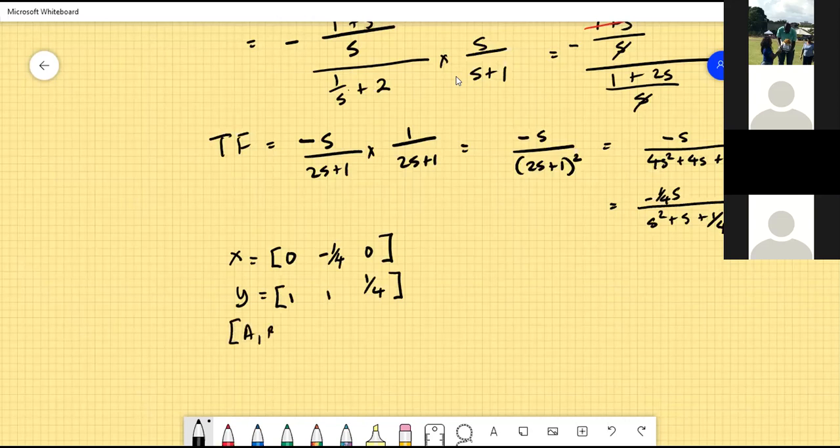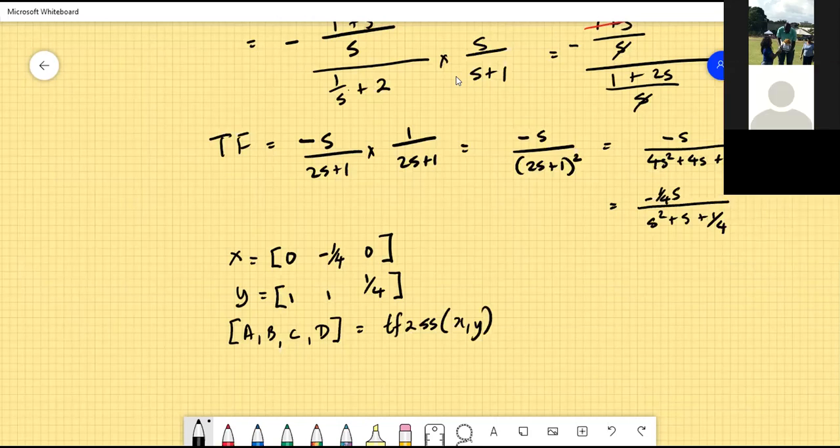E, C, D equal H space X, Y. So it will write it for us.